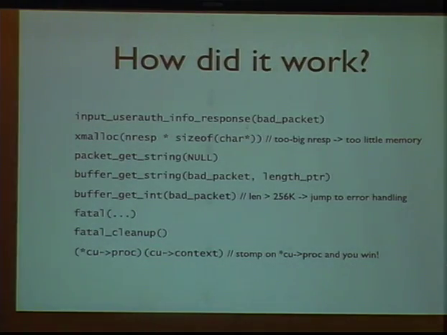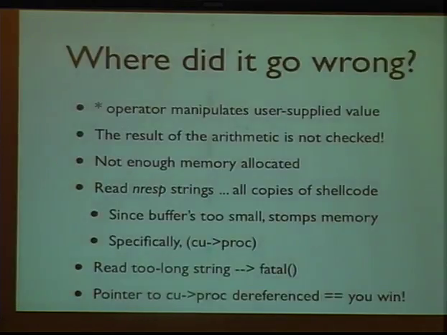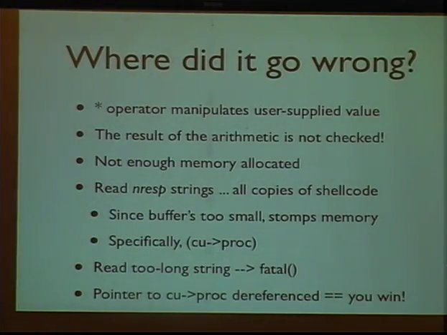So that when you bounce into fatal, because you deliberately put a packet that was too long, it choked and said, nope, we're not going to take this, it looks too big. We fall into the execution handler, and because we laid down all that shellcode earlier, we stomped on the function pointer that gets called on the context of the packet, and the pointer gets dereferenced and you win. That's how you end up getting your shellcode called.